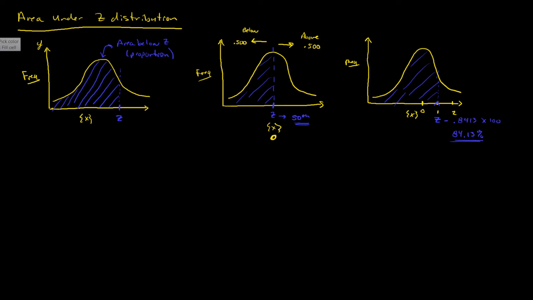So let's just kind of label it as such. From this point, I'm just going to put approximately 16% of the scores would have been above you, and approximately 84% of the scores would have been below you.